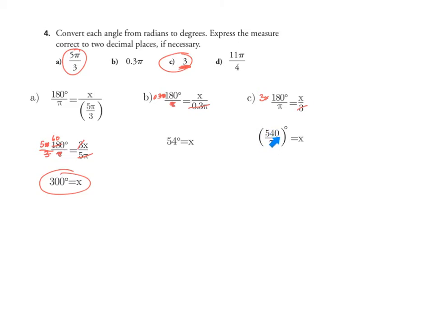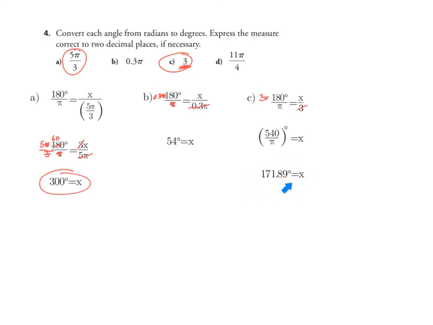So perhaps what they were assuming is we were going to just put this in our calculator. And in that case, we will round to 2 decimal places, and we have 171.89 degrees. And if you remember, we knew that 3 is just a little bit less than pi, and so we knew that our answer would be just a little bit less than 180 degrees.